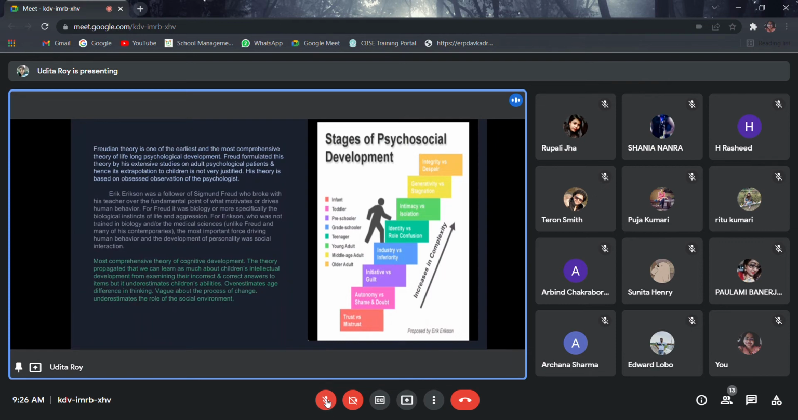Erik Erikson, on the other hand, took Freud's theory and modified it as psychosocial theory. Erikson's psychosocial development theory emphasizes the social nature of our development rather than its sexual nature. While Freud believed that personality is shaped only in childhood, Erikson proposed that personality development takes place all through the lifespan.